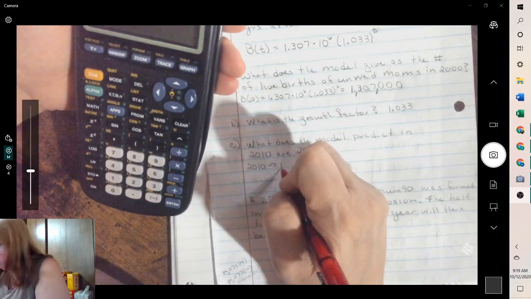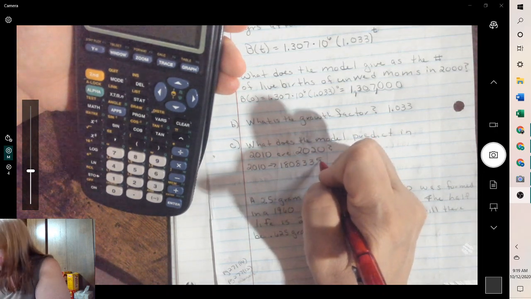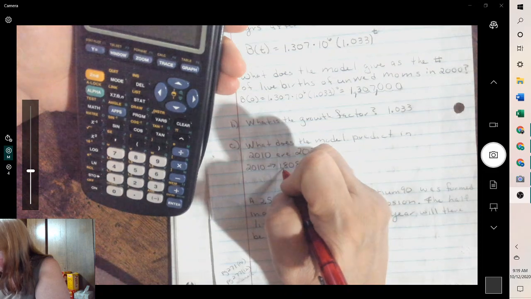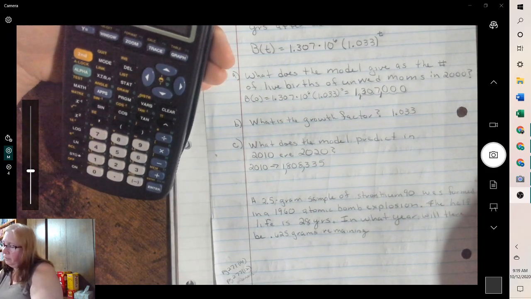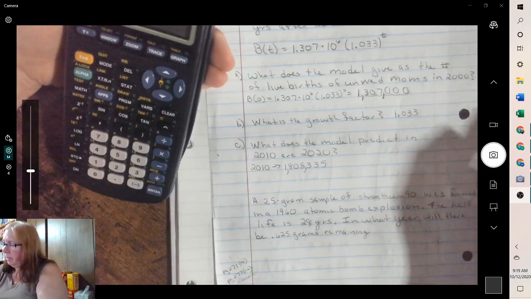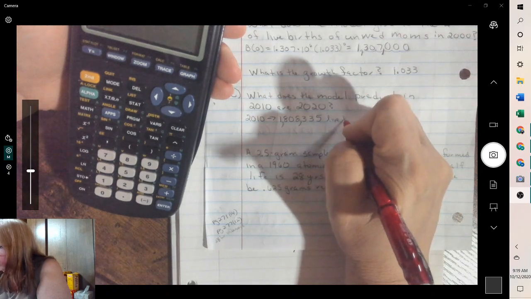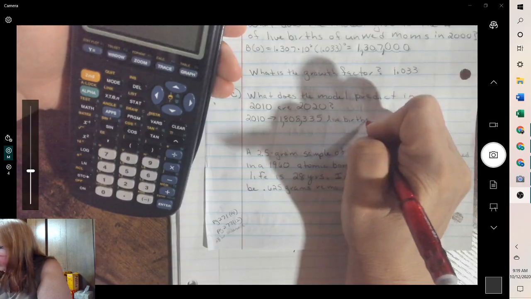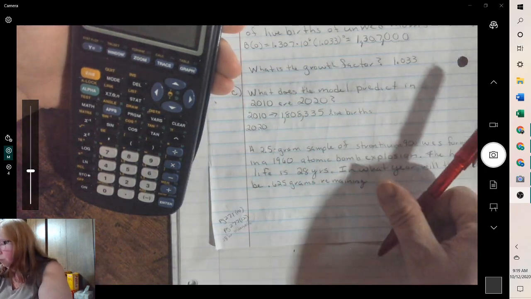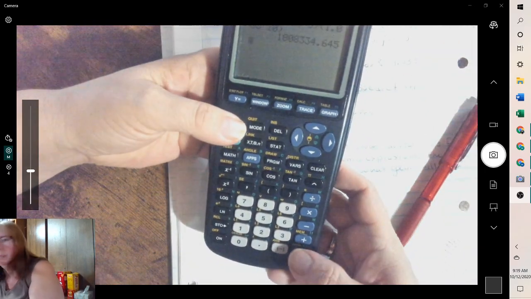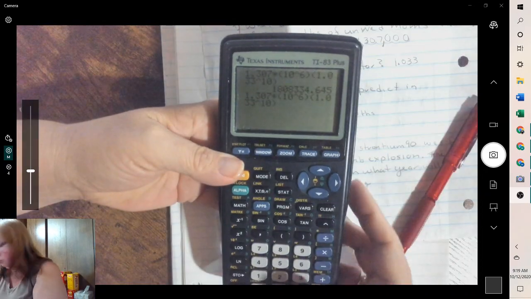So in 2010, 1,808,335 babies, rounding. For 2020, we would just bring that back up, change our 10 to a 20.